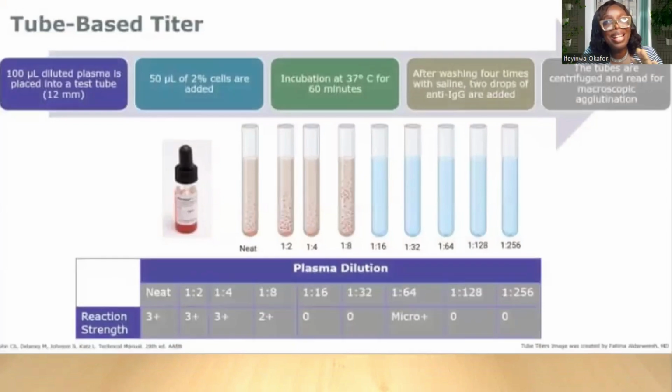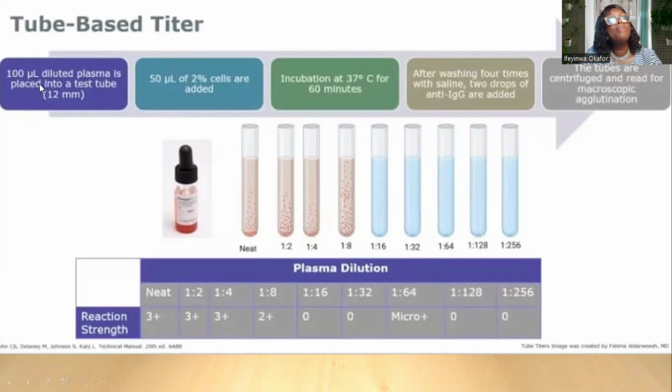Then we have, let's critically look at tube-based titer. Tube-based titer, that is the titration. You have to set up your tube as indicated here. You have the neat, the 1 in 2 dilution, the 1 in 4 dilution, the 1 in 8, the 1 in 16, 1 in 32, 1 in 64, 1 in 128, and 1 in 256. Okay? And then you have your AHG.